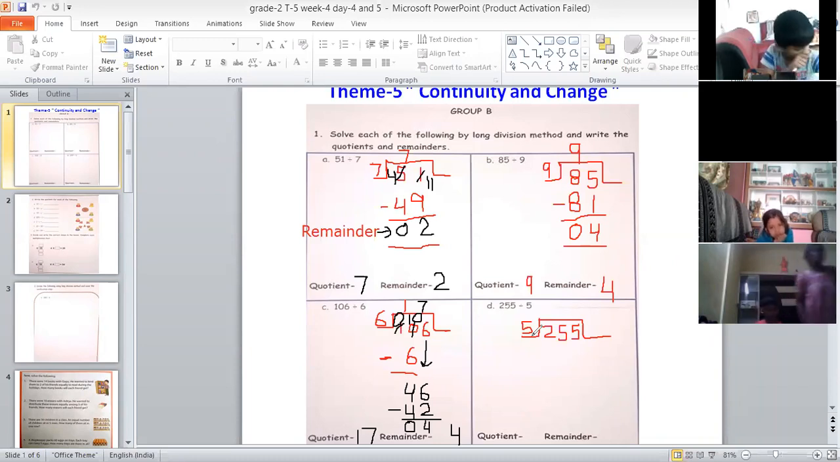Now Kushal, tell me, can we get 25 in the 5 table? Yes, ma'am. 5 ones are 5, 5 twos are 10, 5 threes are 15, 5 fours are 20, 5 fives are 25, ma'am. Very good. So we will write 5 up and 25 down. Now tell me, 5 minus 5? 0, ma'am. And 2 minus 2? 0, ma'am. Very good. That's correct.